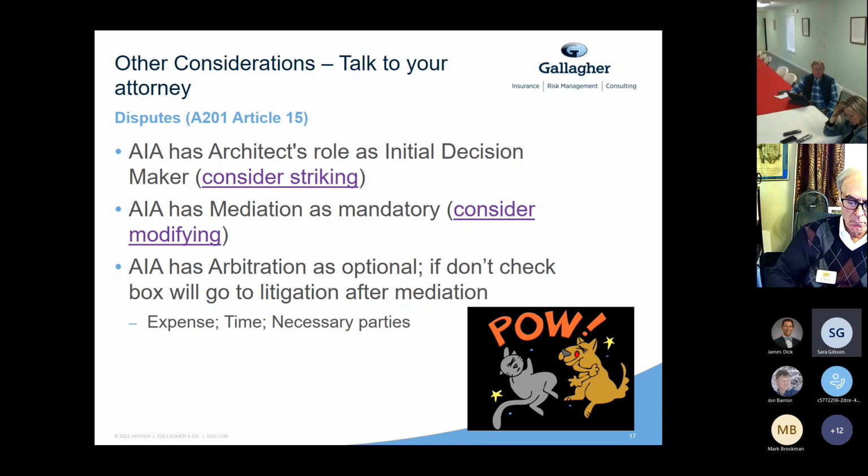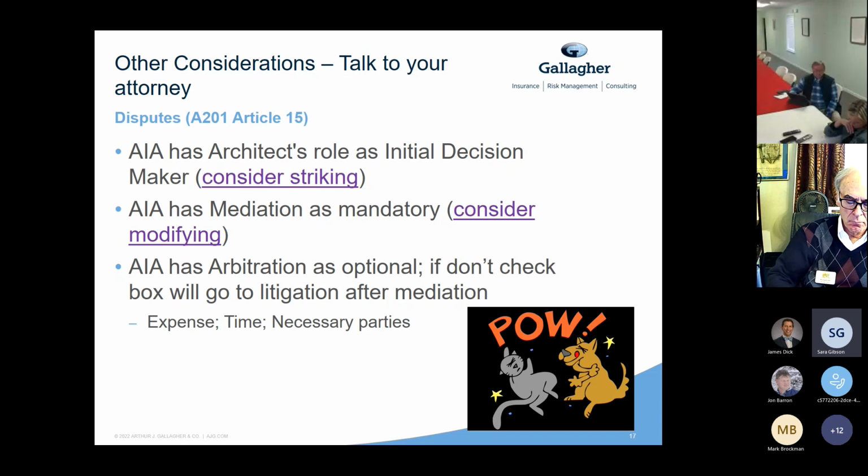Another one has to do specifically with disputes. Some have mediation as mandatory, while others have arbitration, which is separate from mediation, as optional. So if mediation doesn't work out and you don't select a certain box, you may go straight to trial or litigation instead of going through the arbitration process first. We call this alternative dispute resolution. That's where mediation and arbitration fall under.